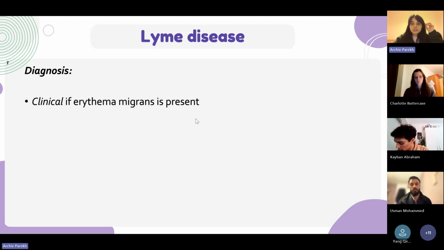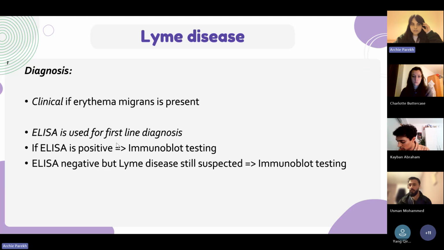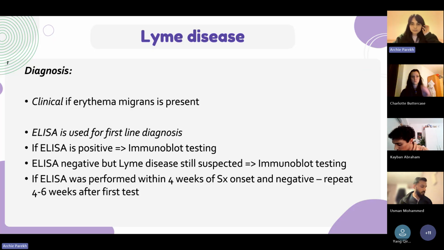If you have the rash, then you can diagnose it clinically. If the rash is not there, then you can use ELISA. And if it's positive, then you do an immunoblot test. Even if it's negative, you'd still do an immunoblot test. So you do an ELISA and an immunoblot test to diagnose Lyme disease. And if the first set of bloods were negative, then you'd redo them again after a few weeks.